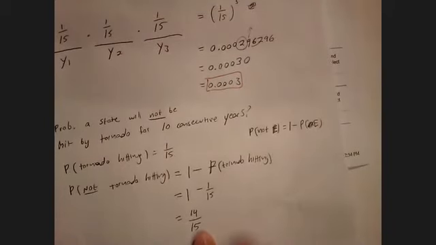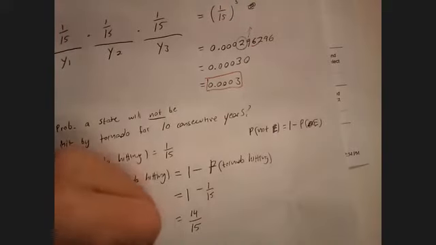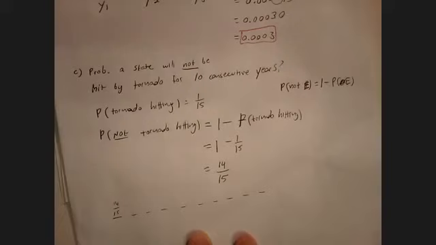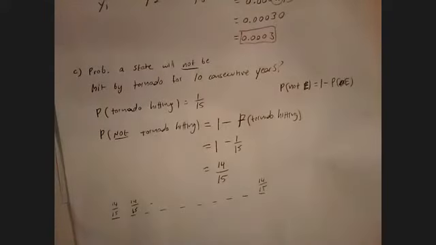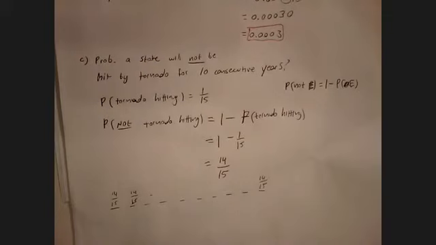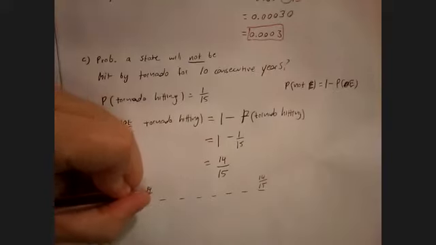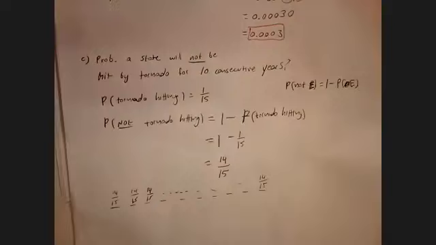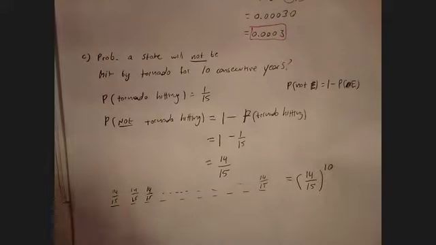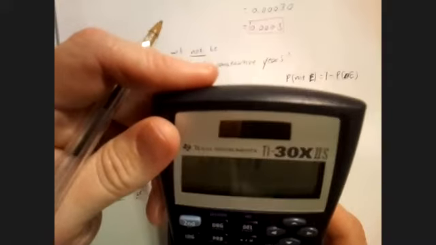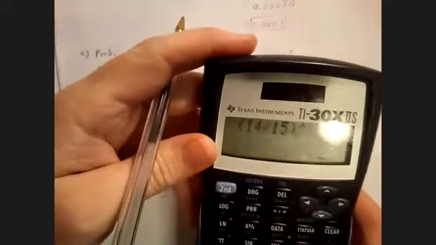All right, so this is the probability of not hitting. Therefore, for 10 consecutive years, I could do my blanks, 1, 2, 3, 4, 5, 6, 7, 8, 9, 10. And in each of the blanks, I could type in 14 over 15, 14 over 15, and so on, 14 over 15. You can do it 10 times if you want, but do you really want to type 14 over 15 times 14 over 15 that many times? You do not want to do that. But what we could do is 14 over 15, since it's 10 times, raised to the 10th. So I could do parentheses 14 over 15, caret 10.